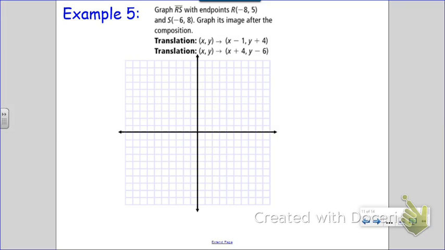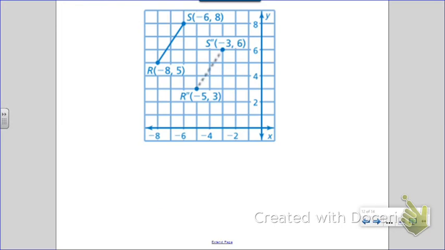Our next example is graphing the endpoints for a segment at (-8, 5) and (-6, 8). Graphing the image after the composition, 1 left, 4 up, and then 4 to the right and 6 units down. So here's what it will look like when it's graphed. So again, if we look at the original image and then its second image, we can see that our new coordinates are at (-5, 3) and (-3, 6).